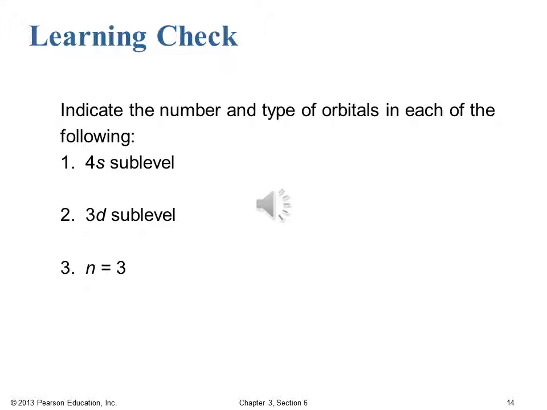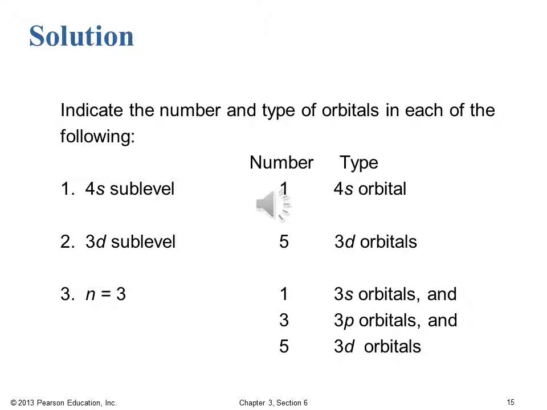So this learning check: indicate the number and type of orbitals in each of the following. 1, a 4s sublevel, 2, the 3d sublevel, and 3, principal energy level, n equals 3. So go ahead and list the number and types of orbitals that you would find in each of those regions. Okay, so hopefully you arrived at 1 orbital in the 4s sublevel, because that's all we have is the 4s orbital, and it could hold up to 2 electrons, but there's just the 1 4s orbital.